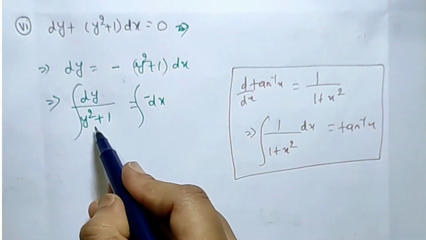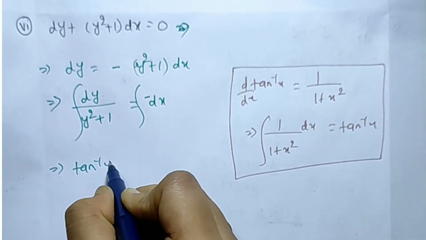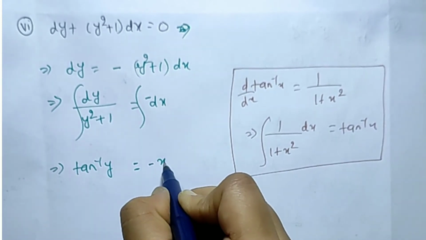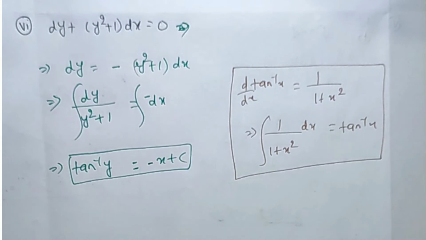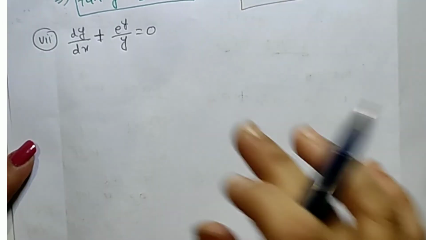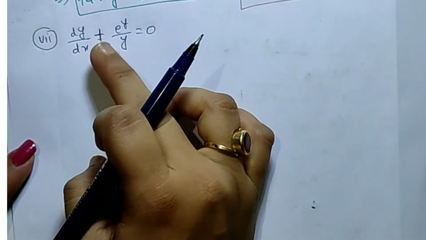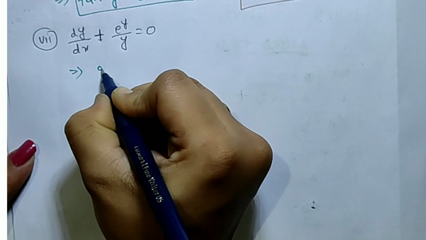So this I can write as tan inverse y is equal to minus x plus c. This is our general solution. Moving on. Next question: dy by dx plus e power y by y is equal to 0.